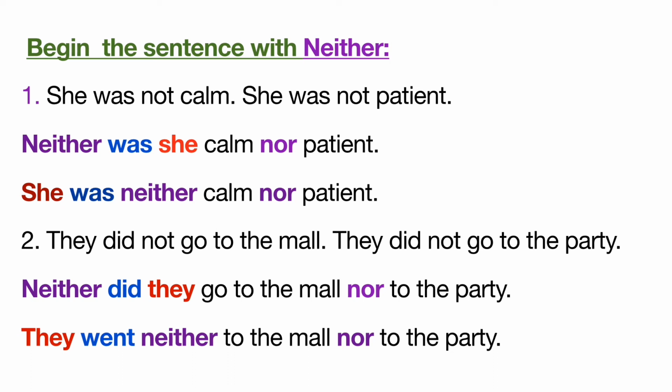Next example, they did not go to the mall, they did not go to the party. We will join both these negative sentences. Neither did, that is the verb, then they, that is the subject. Neither did they go to the mall nor to the party. Usually we write: they went neither to the mall nor to the party. So both these ways are correct to combine two negative sentences by the use of the correlative conjunction neither nor.